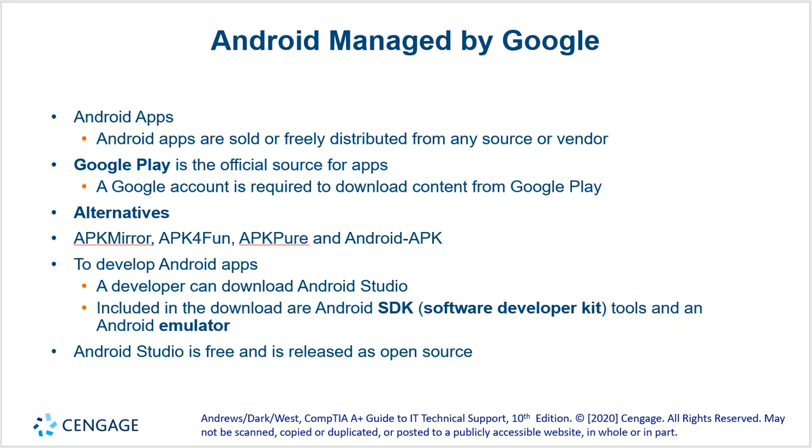So, Android apps are sold and freely distributed from any source or vendor. So you have Google Play, which is the official source for apps. A Google account is required to download the content from Google Play. And, you know, paid apps and free apps. There's also alternatives like APK Mirror, APK for Fun, APK Pure, Android APK. I'm sure you may know of others, but these are the real big ones. So you can go out there and find some alternative sort of things out there, all free.